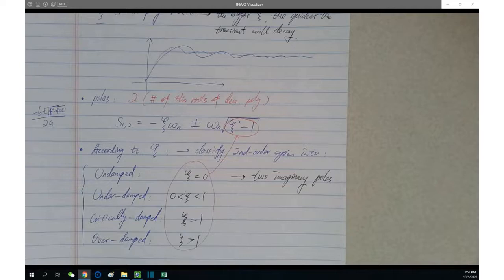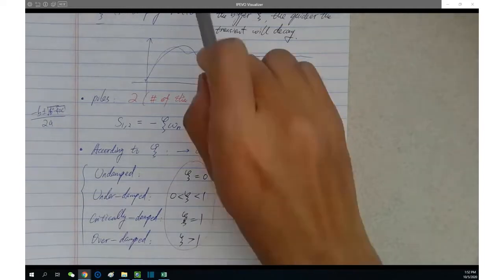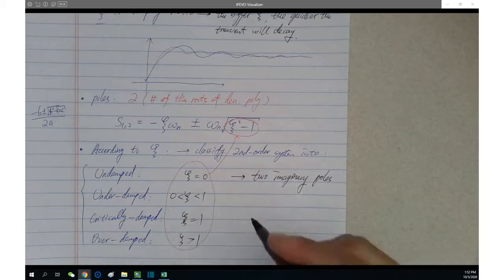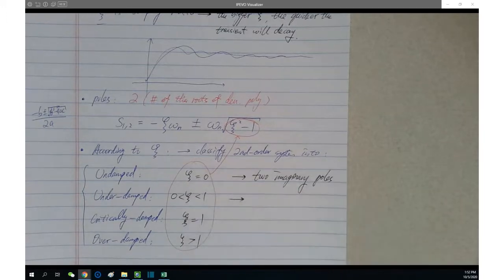Well, forget it. Zeta is zeta then. Okay, all right. Zeta, the damping ratio, between zero and one and greater than zero, gives four categories. When there is no damping, you can end up with two imaginary poles for the system. And if zeta is between zero and one, what do you have? How do we describe these two poles between zero and one?